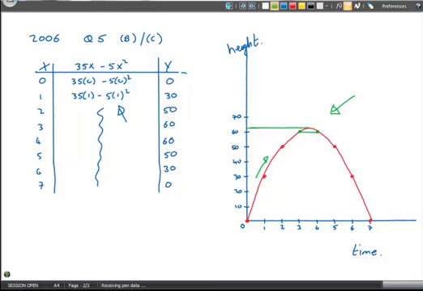Now that curved part, that's why your graph has to be, you take your time with it, has to be as accurate as it can be. That curved part needs to fit in with the rest of the curve as well. Okay? And that's where you get your estimate from.